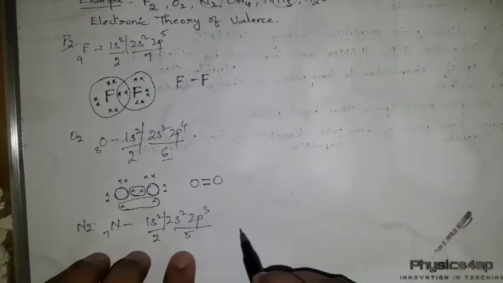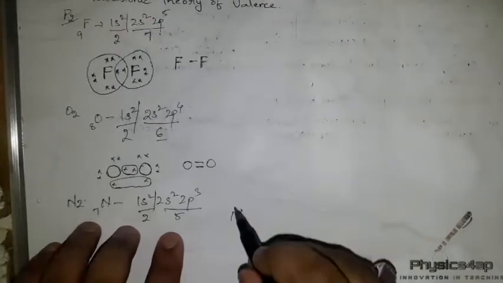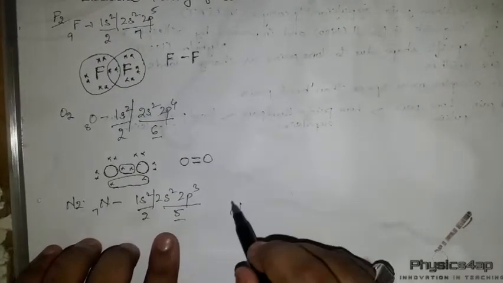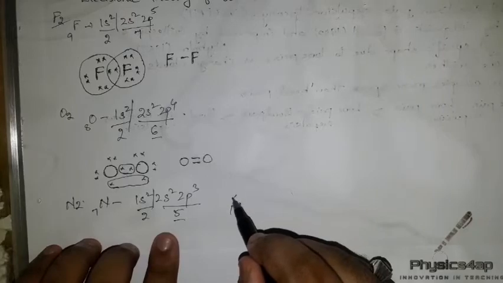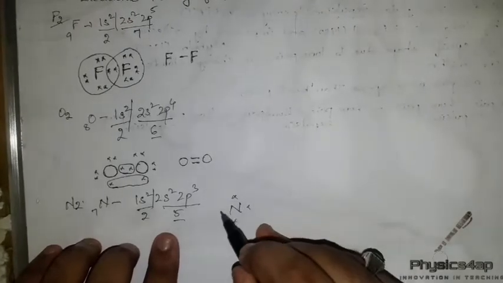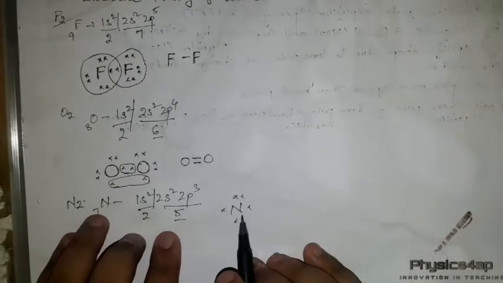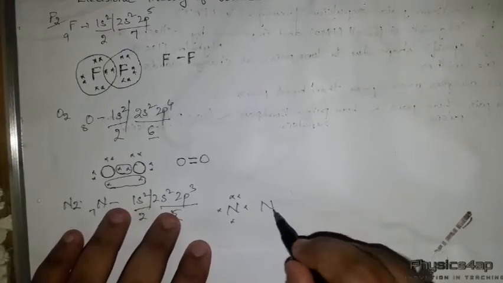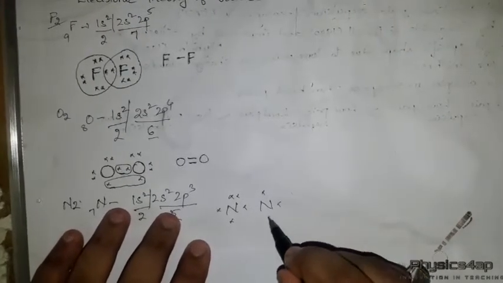Now let us see the dot structure for nitrogen. As there are 5 electrons, we have to represent 5: 1, 2, 3, 4, 5. Another nitrogen, the same: 1, 2, 3, 4, 5.